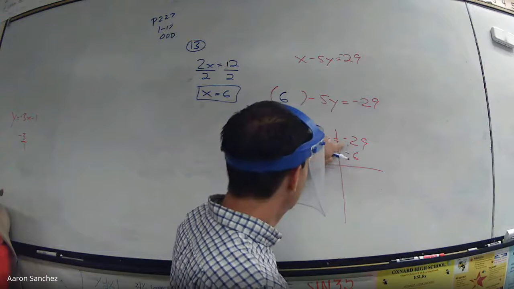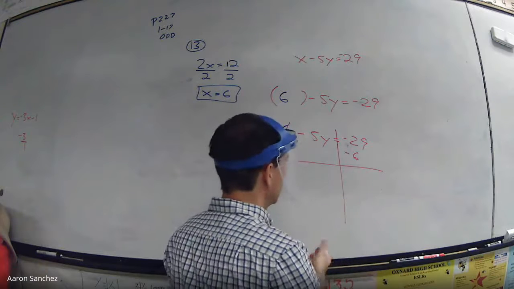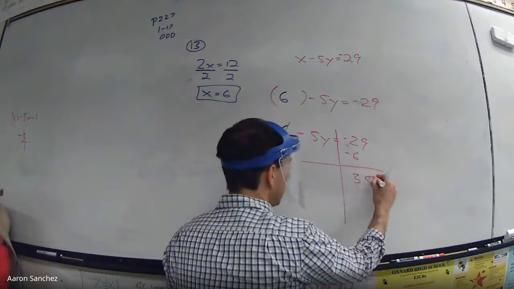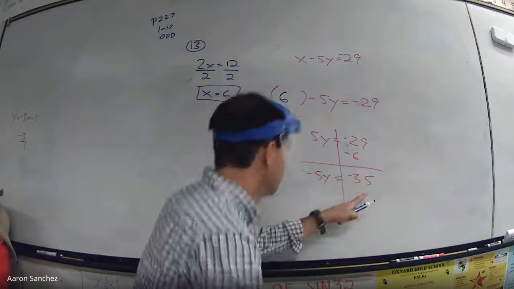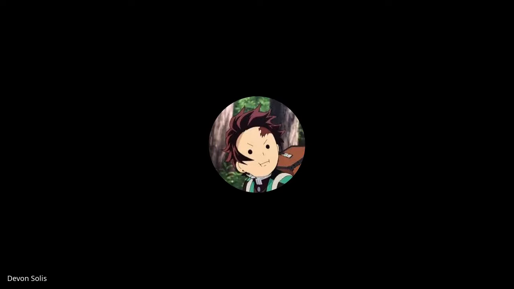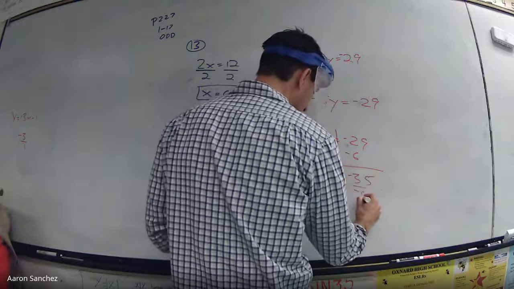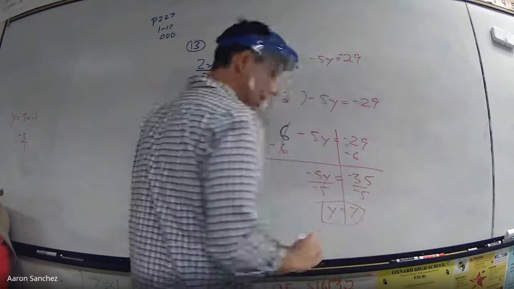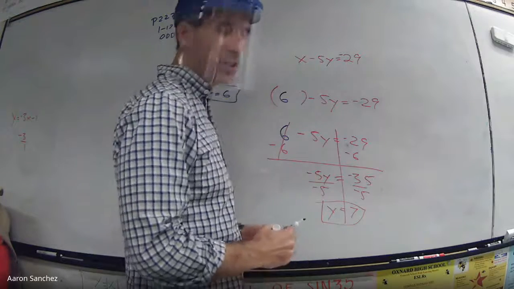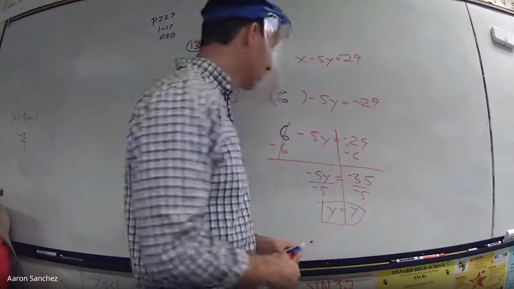This minus this, you add them. 29 plus 6 is going to be 35, negative 35. Negative 5y equals negative 35. You see that, Devin? Now I've got to divide by negative 5. Negative 35 divided by negative 5 is positive 7. That makes sense, Devin, or no? Yeah. All right, cool.